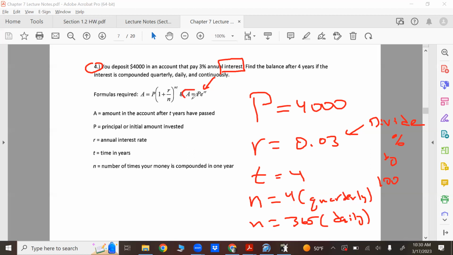Now, continuously, you can use this formula instead. Continuously is when every waking second, interest is being applied to your account. So you're always getting interest. As I'm talking, interest is being put in my account the whole time. Super slowly, exactly. Yeah, totally.